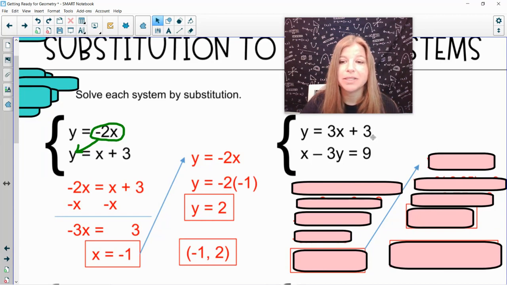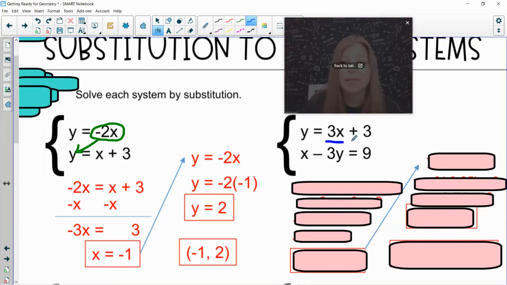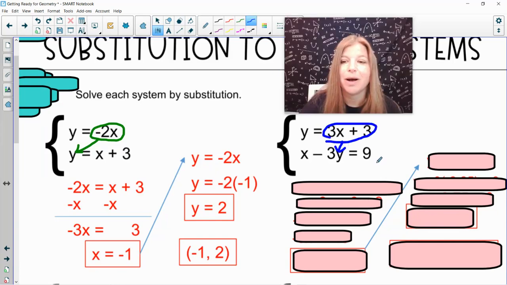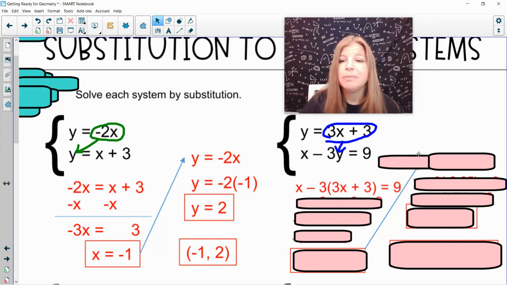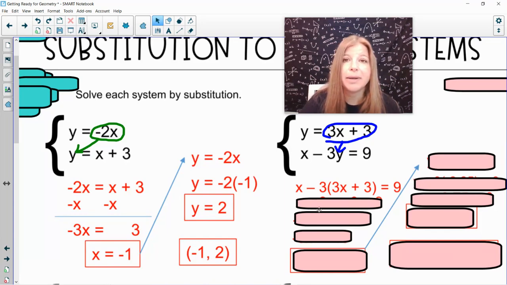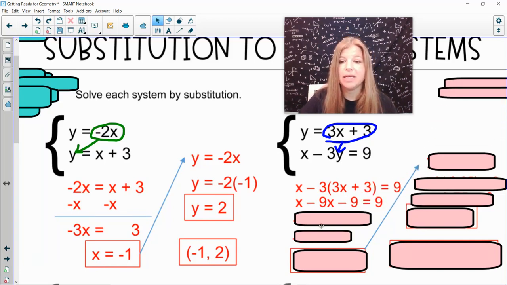y equals 3x plus 3 and x minus 3y equals 9. In this system, I see that my first equation is already set equal to y. Y is by itself. So that means everything that is set equal to y is going to get plugged in for y into the other equation. So x minus 3y equals 9 becomes x minus 3 times, not y anymore, but the entire 3x plus 3, and then I bring down my equals 9. Now I simplify this out. So this would be x. I need to distribute that negative 3. Negative 3 times 3x is negative 9x. Negative 3 times 3 would give me negative 9. Bring down the equals 9.